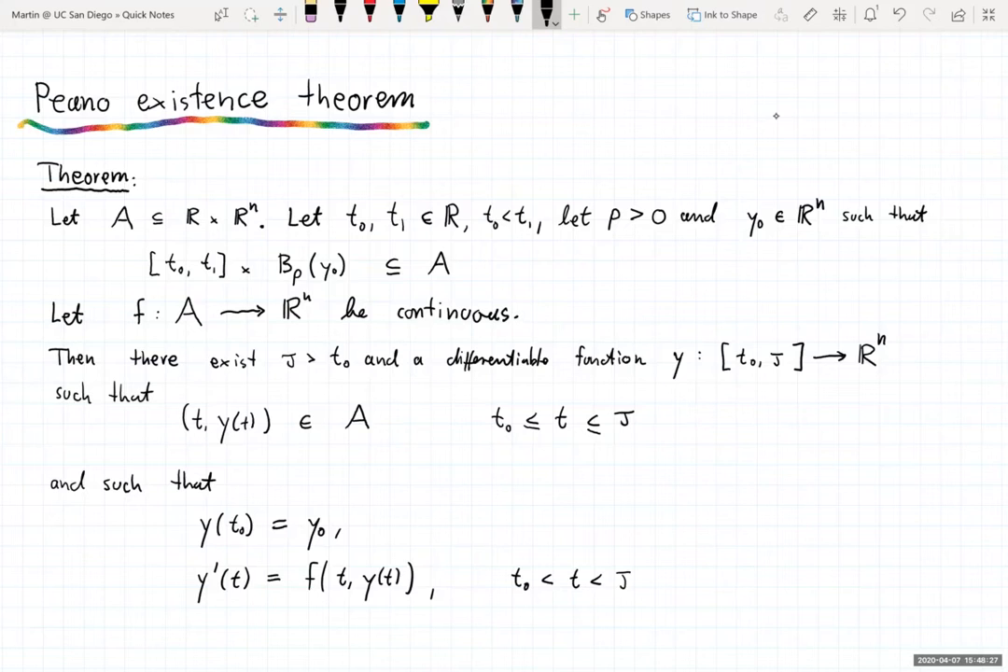Namely, as we might remember, if I write down the formula for the right-hand side of the initial value problem, it might happen that this right-hand side is not defined for all times t or all possible values of y. And this version here of the Peano existence theorem addresses this and generalizes our first version.